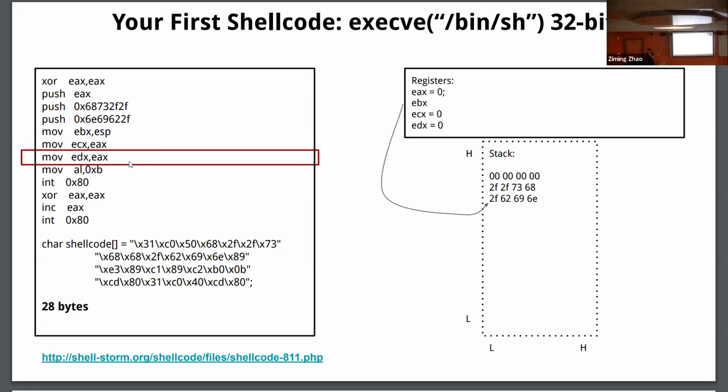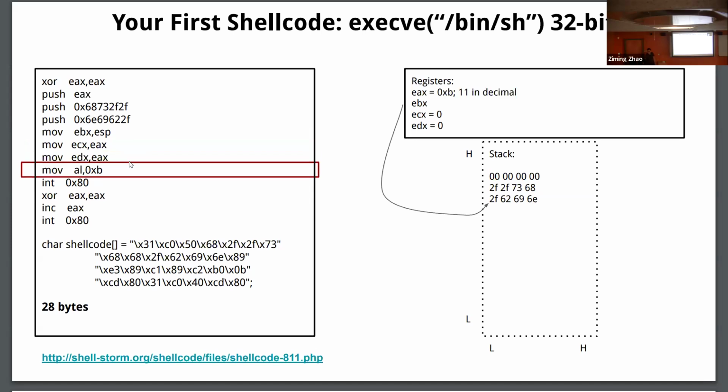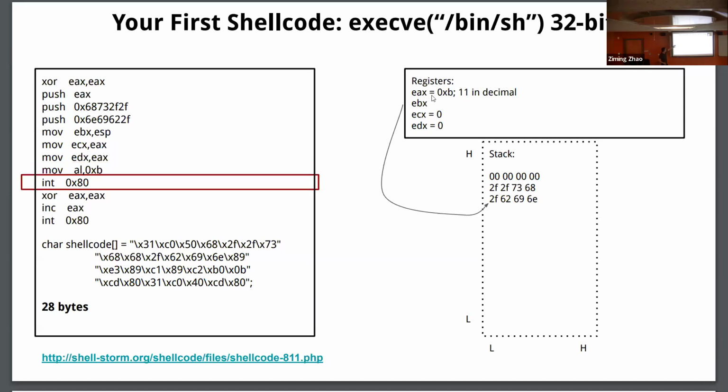The last one is the system call number, which is 11 in this case. Then we move 0xB to AL. So EAX has the value 11, which is the system call number. Then we make the system call, int 0x80. So from here to here, that's 9 instructions. Those 9 instructions are replacing the current program with the /bin/sh program, which is a shell. So no matter what program you are executing right now, it will be replaced by a shell program.